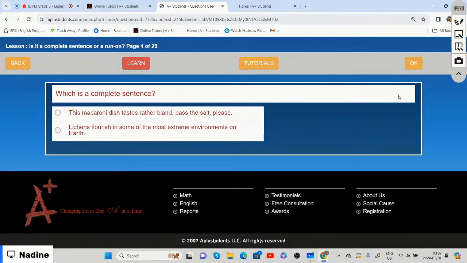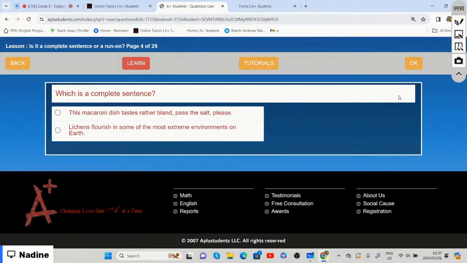We need to say which one is a complete sentence, right? And remember, a complete sentence has both a subject as well as a verb, right? It expresses a complete thought. That is a sentence. It says, this macaroni dish tastes rather bland. Pass the salt, please. Or it says, lichens flourish in some of the most extreme environments on earth.